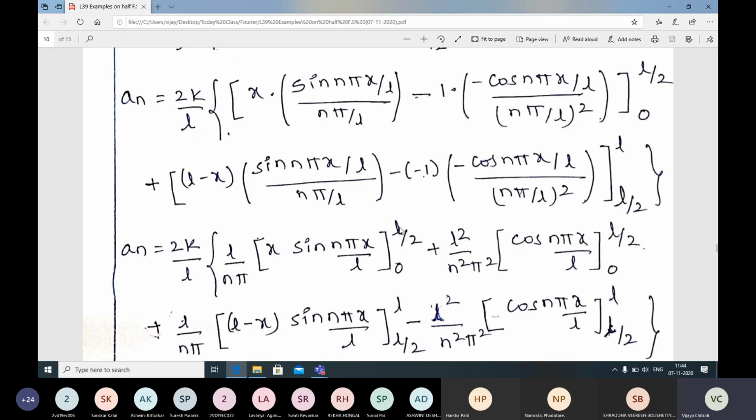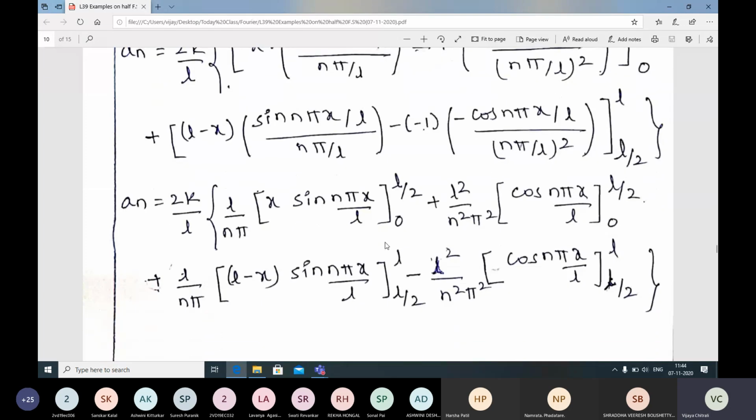Limits 0 to L by 2. Now this minus into minus is plus. So (n pi divided by L) raised to 2. So this is in denominator. Take this into numerator. (n pi by L) raised to 2 is n square pi square whole divided by L square. So taking reciprocal or take this into numerator. So this minus and this minus and this minus is plus L square by n square pi square cos n pi x by L, 0 to L by 2.